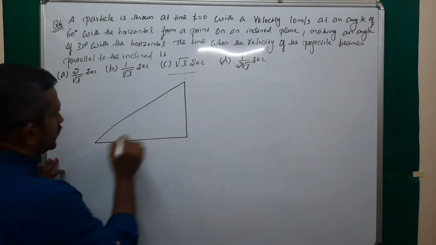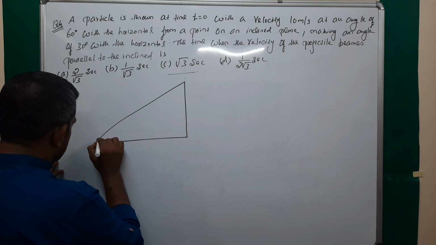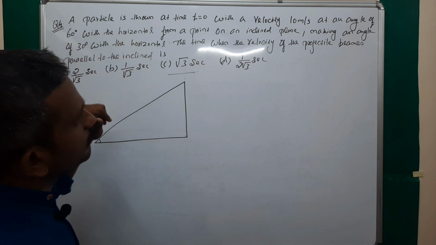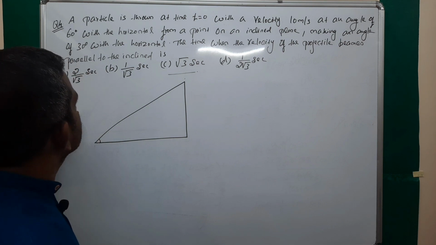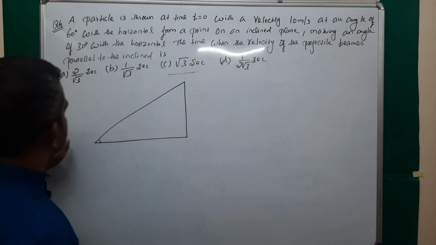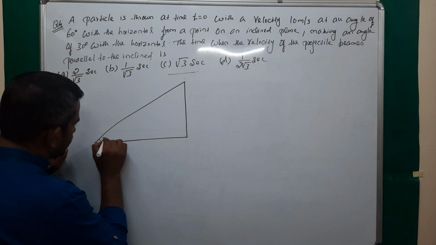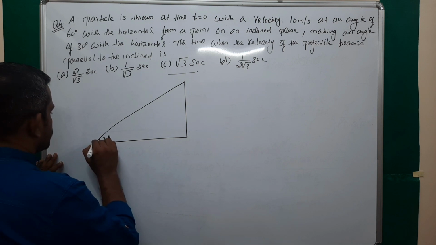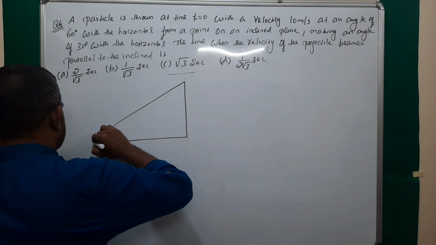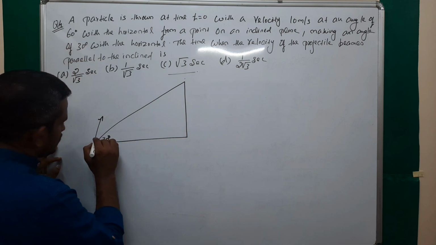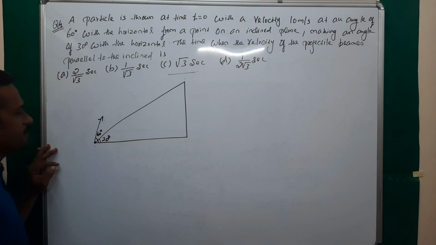So this is an inclined plane. A particle is thrown at time t equals 0 with a velocity of 10 meter per second at an angle of 60 degree with the horizontal from a point on an inclined plane, making an angle of 30 degree with the horizontal. So this angle is 30 degree. The projectile is projected from here, at 60 degree with the horizontal. So this angle is 60 degree.